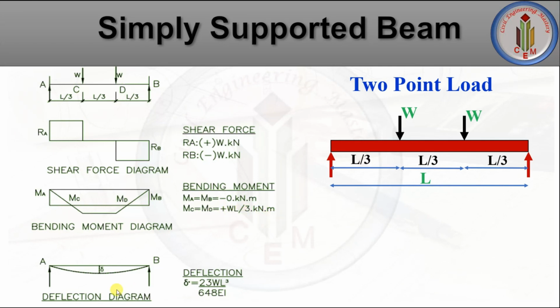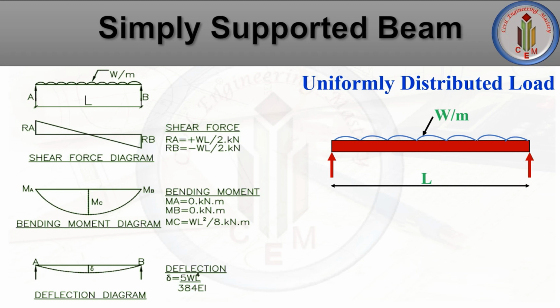Next one is deflection. So the deflection formula for 2-point load in a simply supported beam is 23 W L cube by 648 EI. Next one is uniformly distributed load. The load will be acting per meter length. That is why it is given as W per meter.